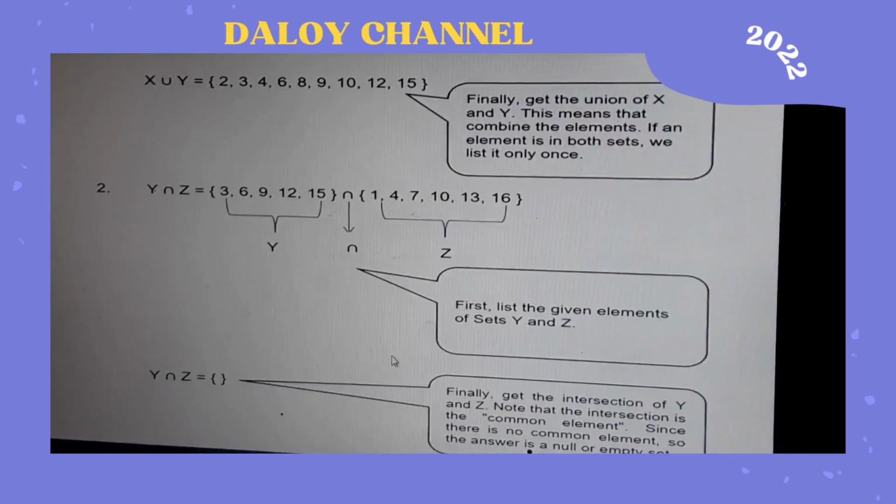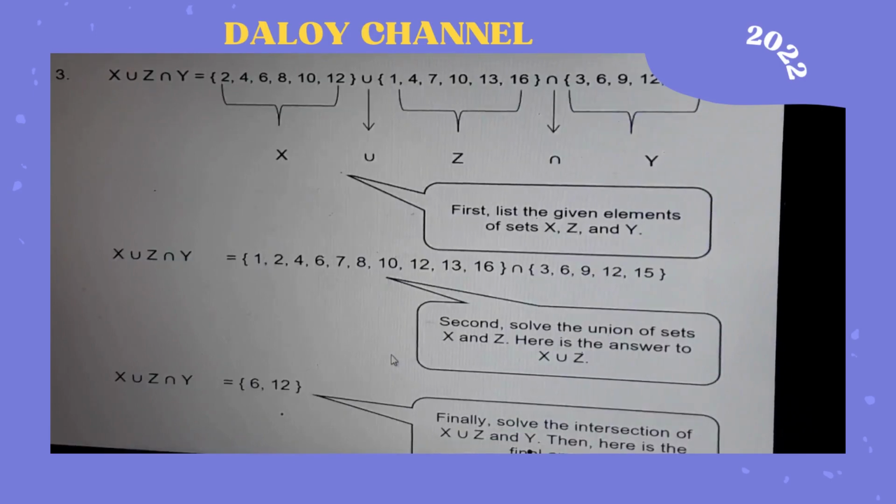Notice that by comparing these two sets, there's no common element between them. So therefore, the final answer is what I've said earlier, that the intersection between Y and Z is equal to an empty set. For number 3, you are required to find X union Z intersection Y.